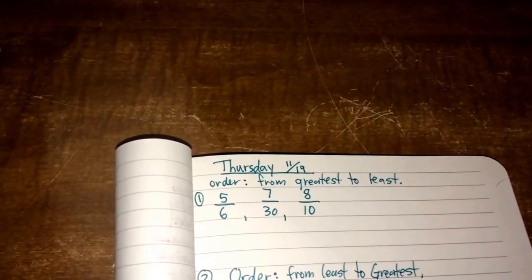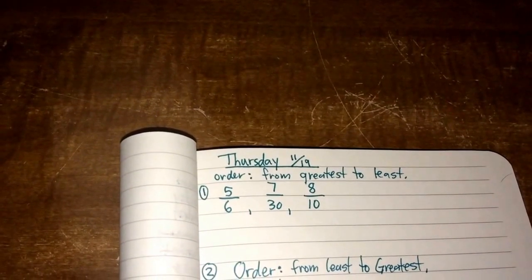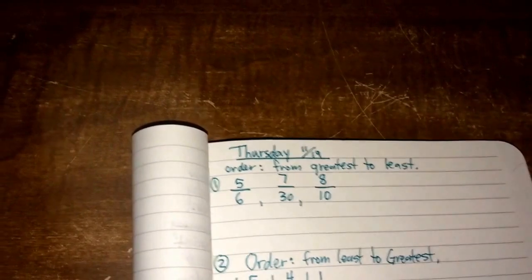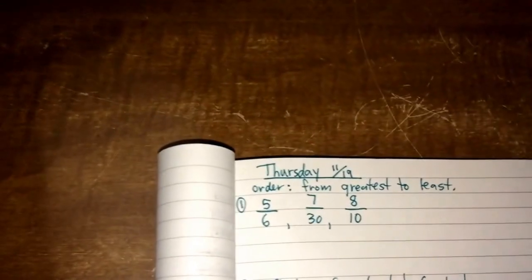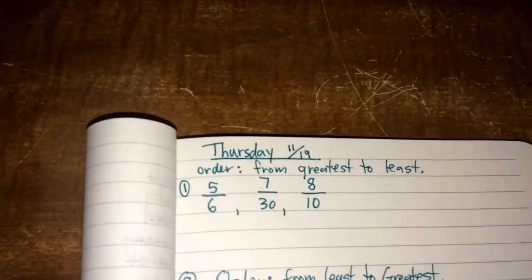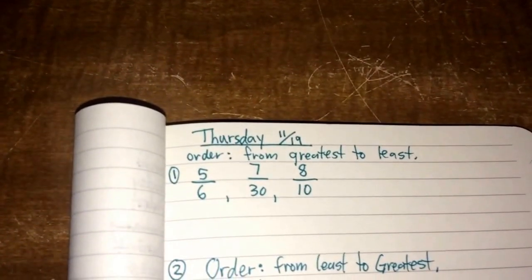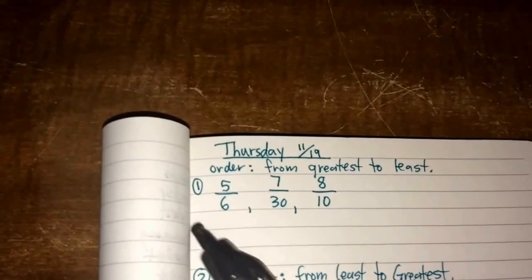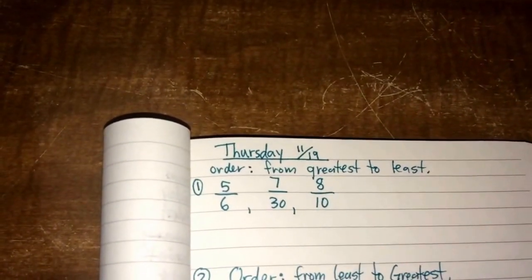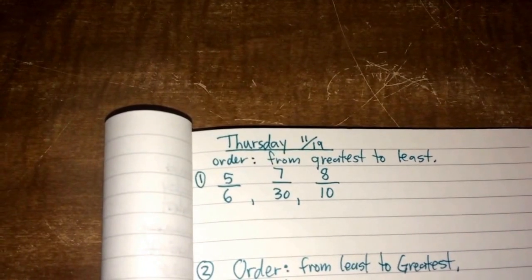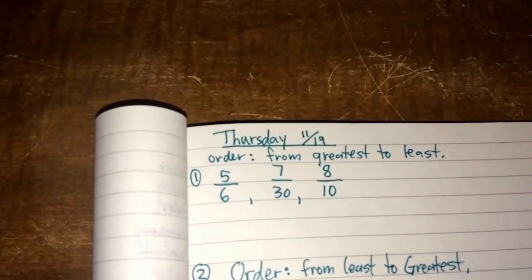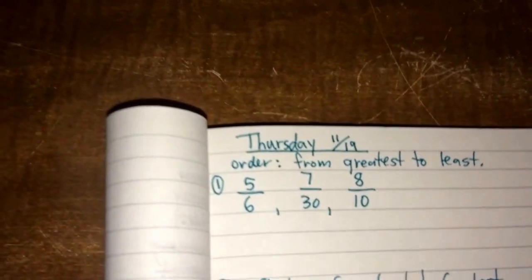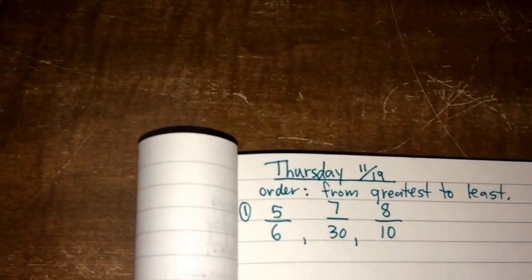All right, so we have 5/6, 7/30, 8/10, and we need to order them from greatest to least. Well, thanks to William for this problem. William put this problem together, so I think it's a very perfect problem for Thursday. It's a great problem. So we have to look at 6, 30, and 10, and we need to try to come up with our common denominator. And it may be difficult when you first look at it, but you should be able to see that all of them have 30 as a common denominator.